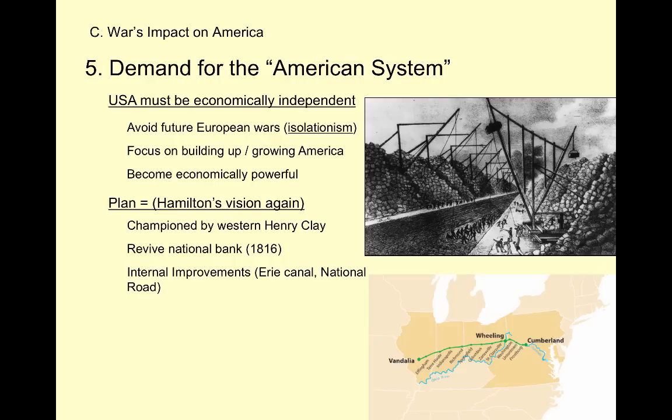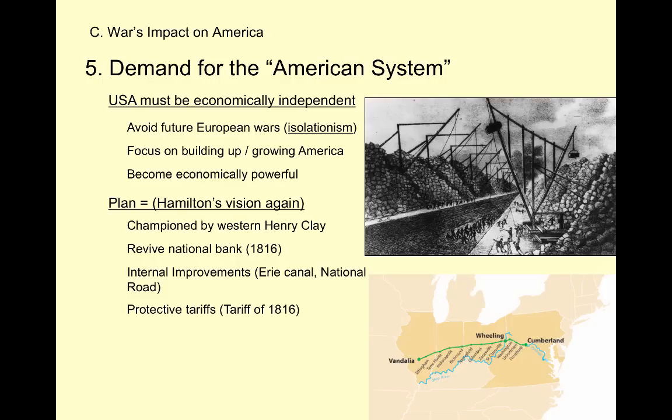In addition to that, there's a strong desire to build a national road. It's going to connect the East Coast all the way across the Appalachian Mountains into the Ohio River Valley and go as far eventually as Illinois, connecting farmers to cities, raw materials to markets, and finished goods to their markets out west. And this is why it's called the market revolution, connecting the East and West together in one tight-knit economy.